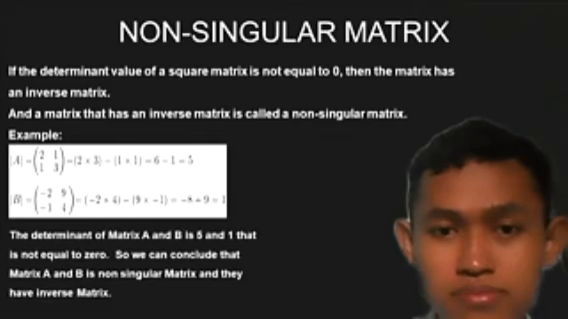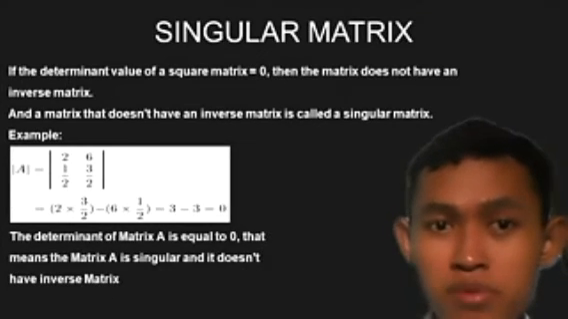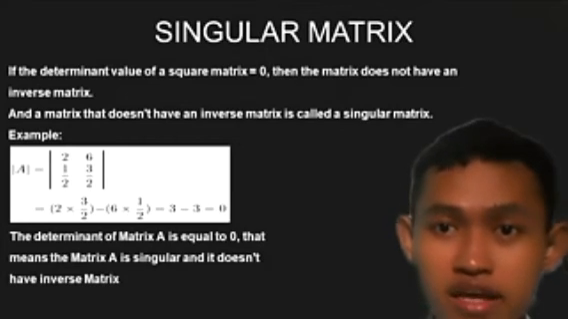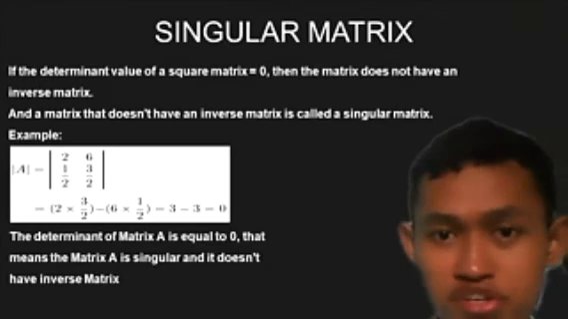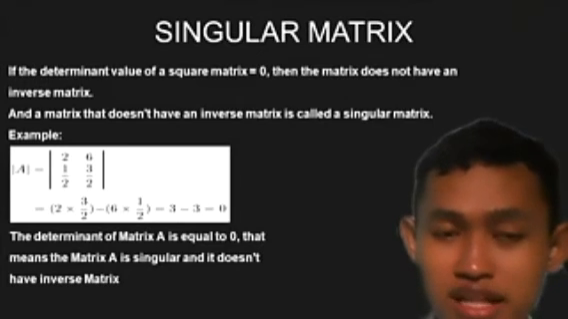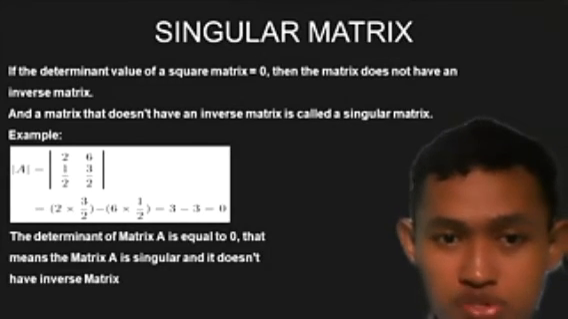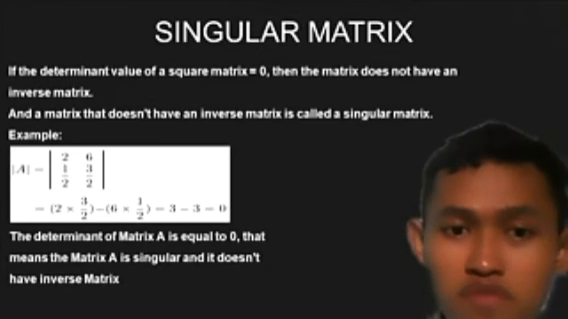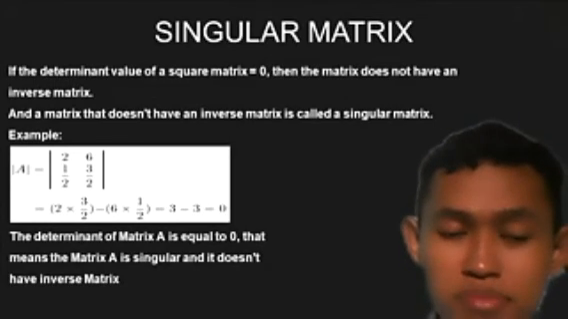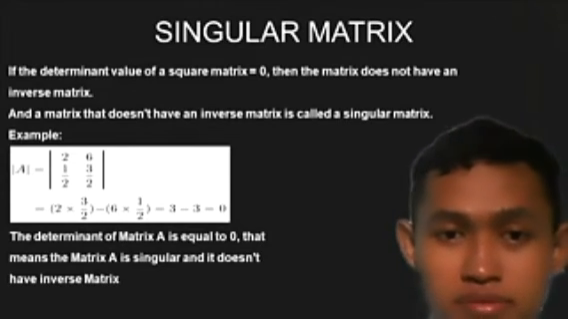And then singular matrix. If the determinant value of a square matrix is equal to 0, then the matrix does not have an inverse matrix, and a matrix that doesn't have an inverse matrix is called a singular matrix. For example, it's like this. For a matrix A with the elements 2, 6, 1/2, and 3/2, the determinant is 0. The determinant of matrix A is equal to 0. That means the matrix A is singular and it doesn't have an inverse matrix.